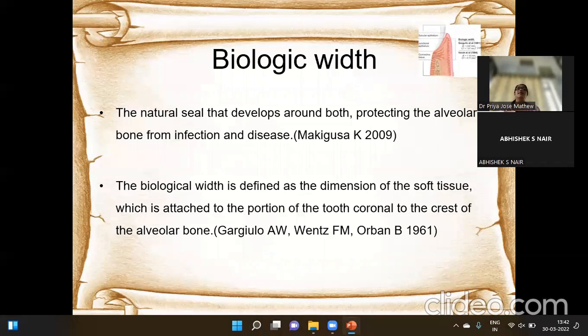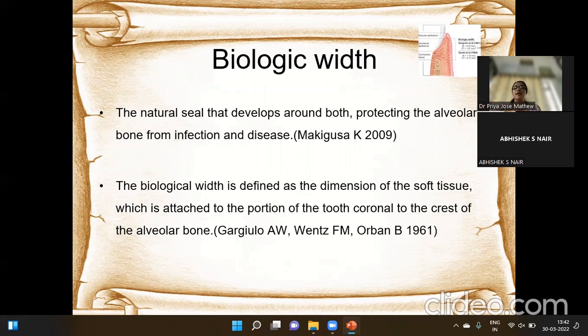Now, the second reason for the failure is maybe due to the biological width violation. We know, what is a biological width? Biological width is the distance of the junctional epithelium and the connective tissue. Okay, so what is the normal biological width measurement? That is 2.04 mm.